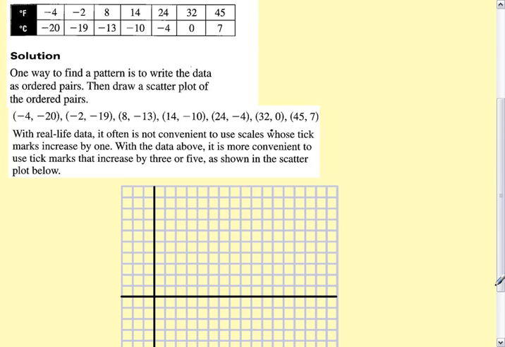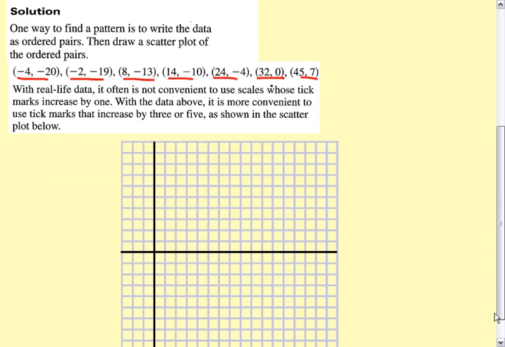Now, let's see. It says the solution. One way to find a pattern is to rewrite the data as ordered pairs, then draw a scatter plot of the ordered pairs. We've been practicing that. We've been taking tables like this and writing ordered pairs, haven't we? On both the last quiz and on the last test. Well, they did it for us. Here's one, here's one, here's one. Now, they said, then draw a scatter plot of the ordered pairs. Okay, let's do that. I'm going to scoot down here.